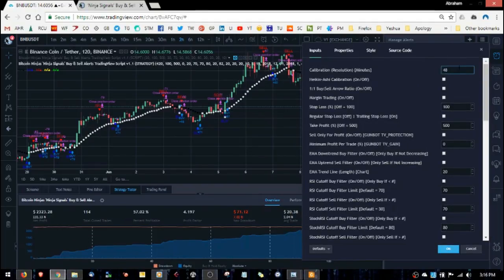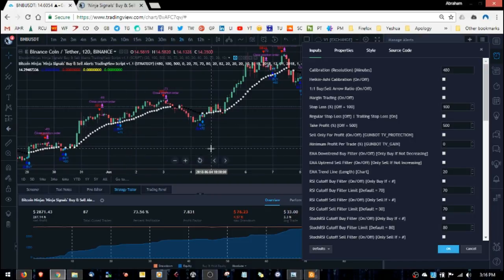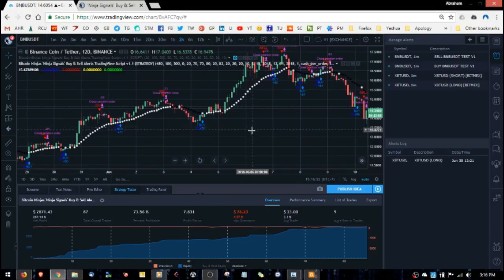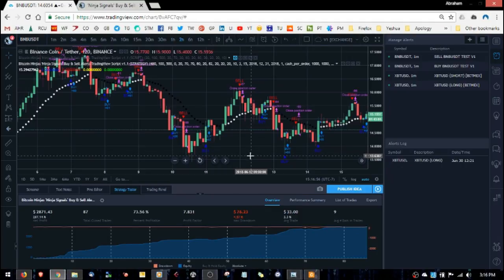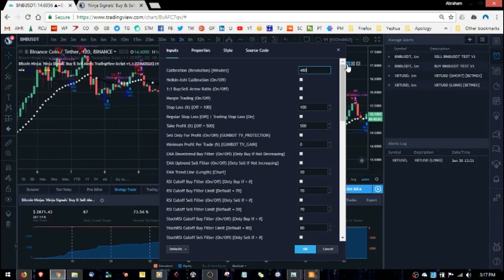So again, I'm going to try 120, might try 480. But you can see getting some really nice results here. So very good. So that completes the first walkthrough of how to adjust the indicators and filter settings. So let's continue with some of the more subtle details that go with the script.